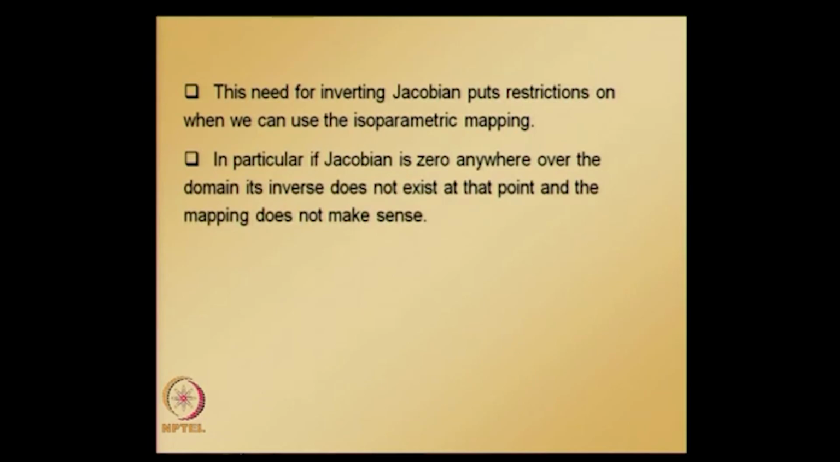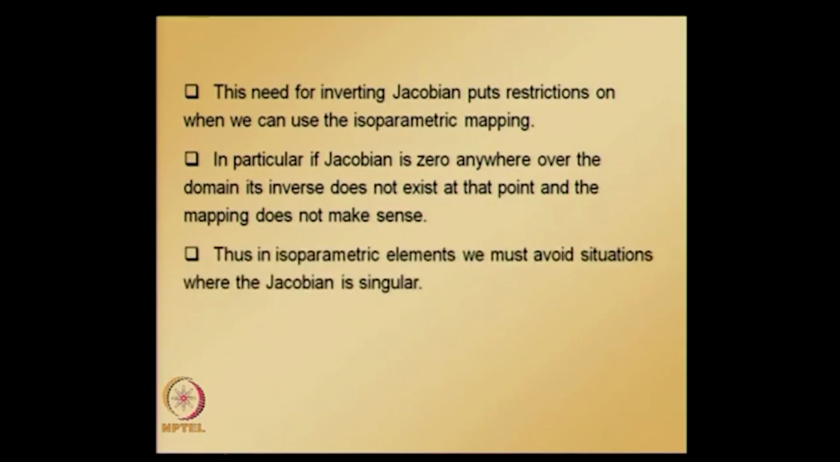In particular, if the Jacobian is 0 anywhere in the domain, or anywhere between -1 to 1, its inverse does not exist at that point and the mapping does not make sense, because if the Jacobian is 0, the inverse of the Jacobian goes to infinity, so the Jacobian becomes singular. Thus in isoparametric elements we must avoid situations where the Jacobian is singular.